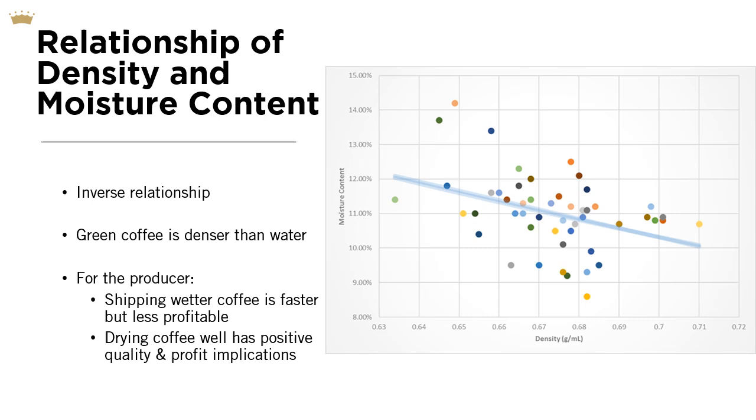Another revelation that I stumbled on while I was doing research for this a couple of years ago, and you might have already guessed it, we've mentioned it once or twice already, but the fact is that higher moisture content in green coffee is going to equal lower density.